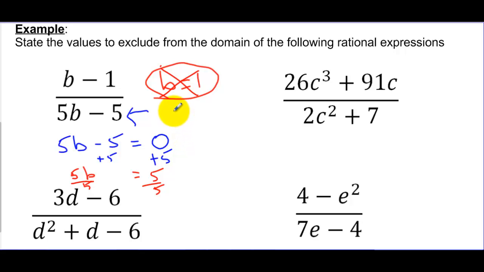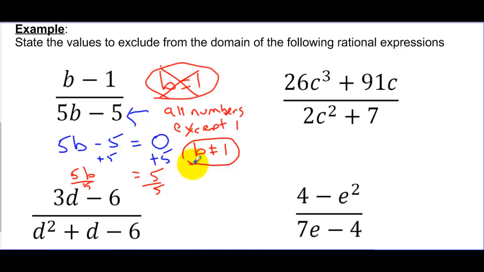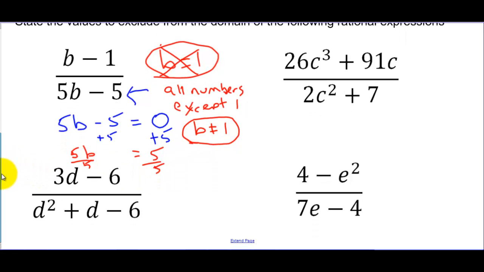The way we would write something like that is we would say all real numbers except 1, which we can also write as b cannot be equal to 1. So this would be a way of writing about the domain. We say anything you want, but b cannot be equal to 1. And I can do that for all of these problems. I'm only going to do a few.